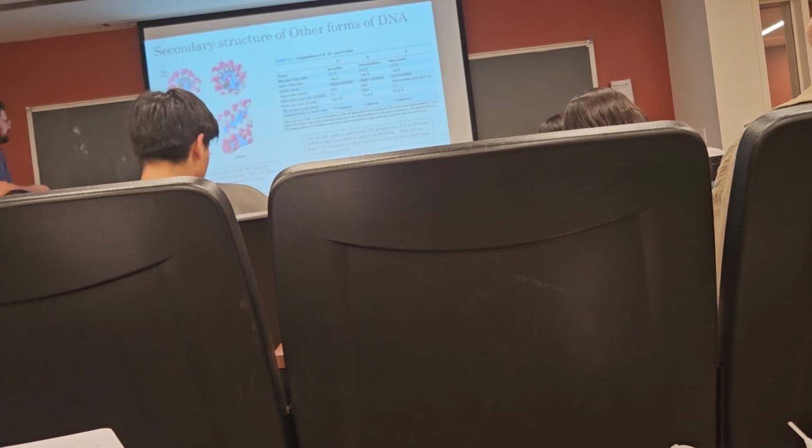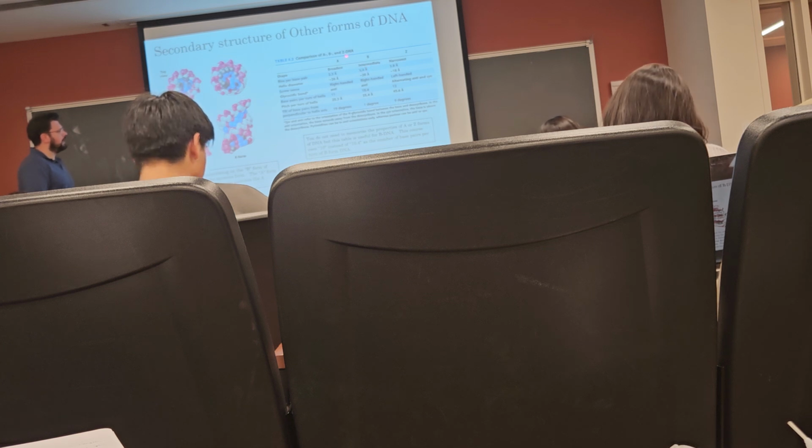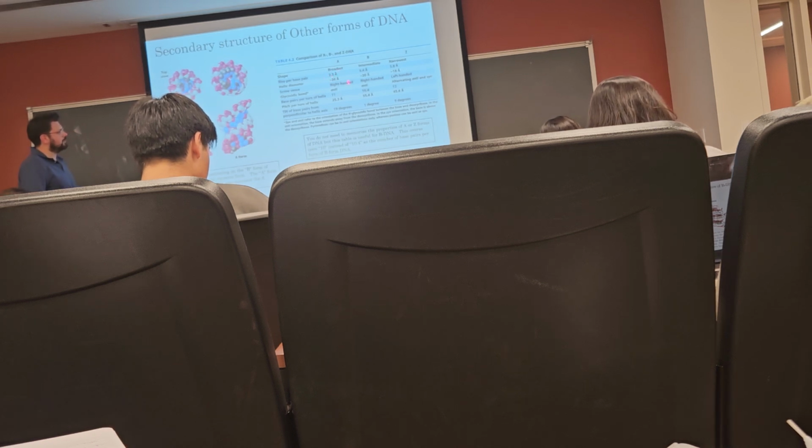Now here we see the differences between A-DNA and B-DNA. Again, here the rise per base pair in B-DNA is 3.4 angstroms that we talked about before. A-DNA is more squat, right? So it's kind of shorter. That's got a rise per base pair of 2.3 angstroms. You don't have to memorize this.